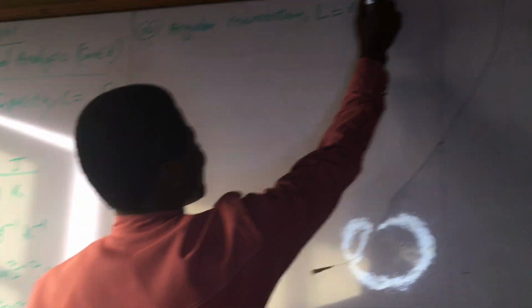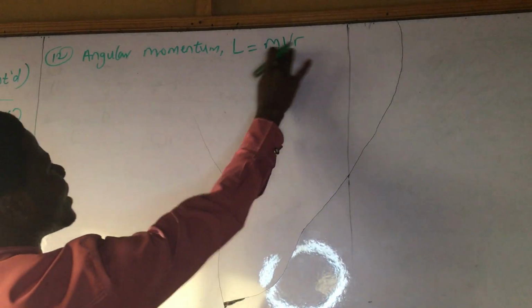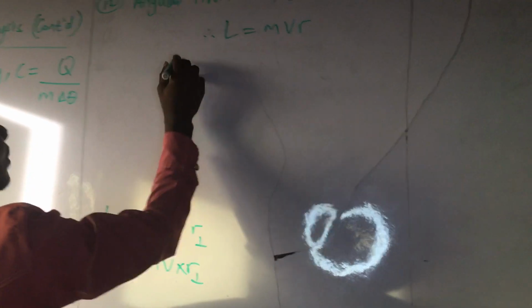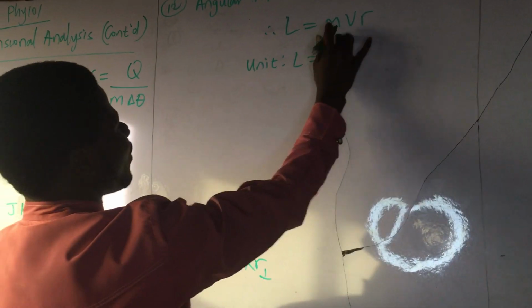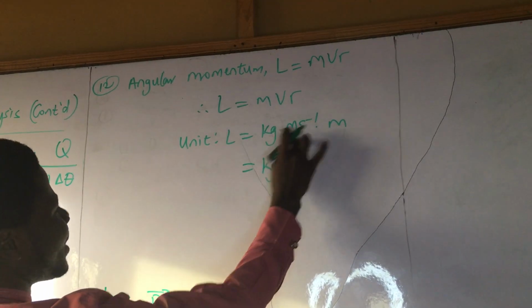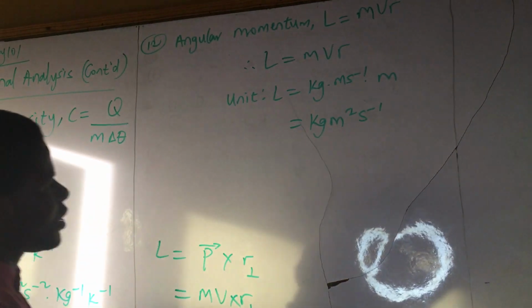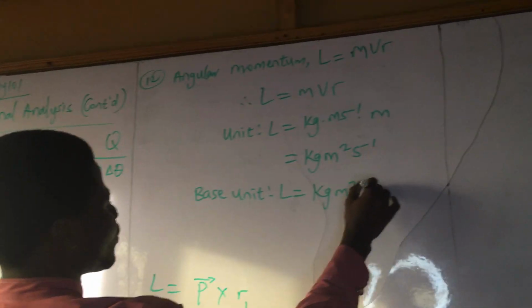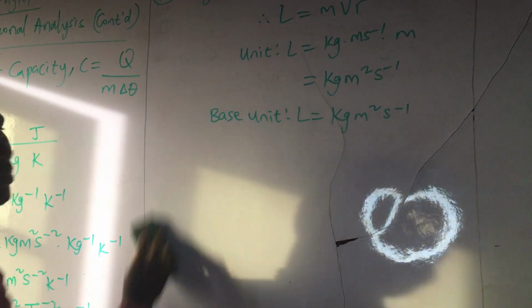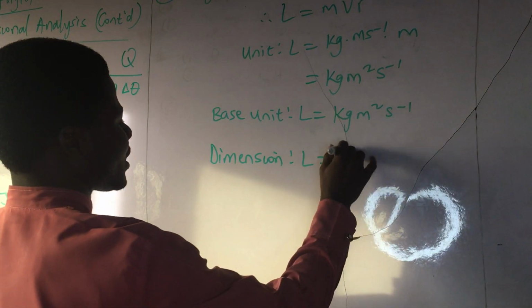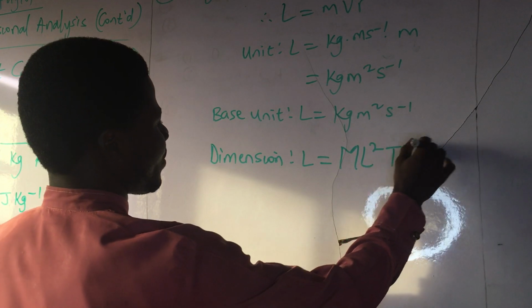So the formula becomes mvr: mass times velocity times perpendicular distance. m times v is called momentum. Okay? So mvr is the formula we are using to get angular momentum. Units now. Unit of mass is kilogram. Velocity is meter per second. Distance is meter. So we have kilogram, meter times meter will give us meter square per second. Alright? The base units remain the same: kilogram meter square per second. Then the dimension becomes capital letter M, L squared, T to the power minus 1.